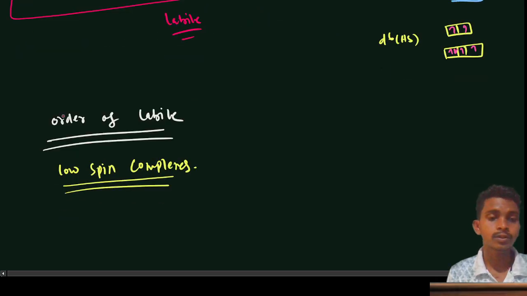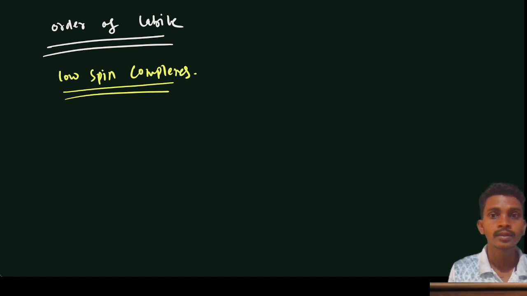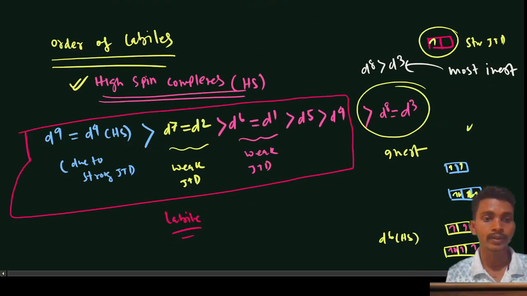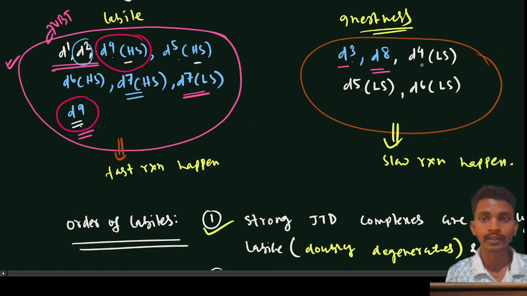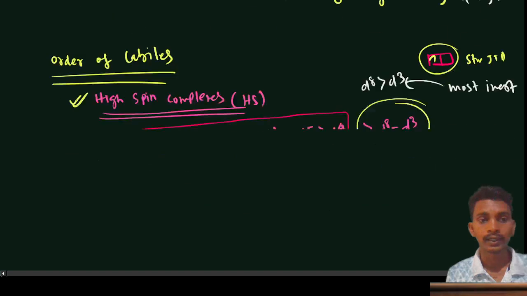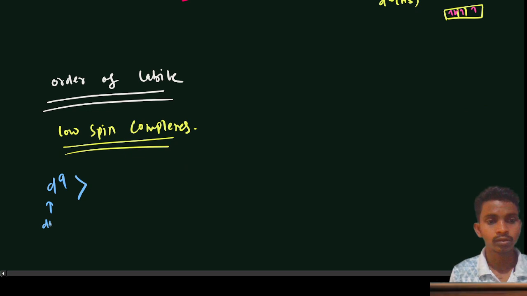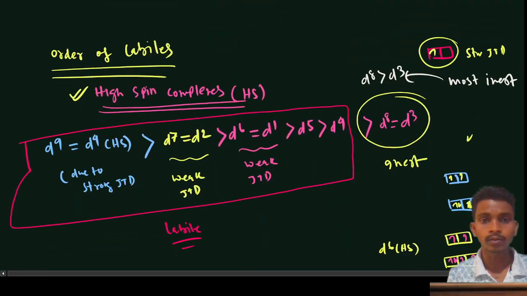For low spin complexes, the highly labile compound is D9. This is due to strong JTD, but unlike the high spin complexes, D4 low spin will not be labile, it is compatible with inertness, so only D9 is there. After that we have labile compounds.